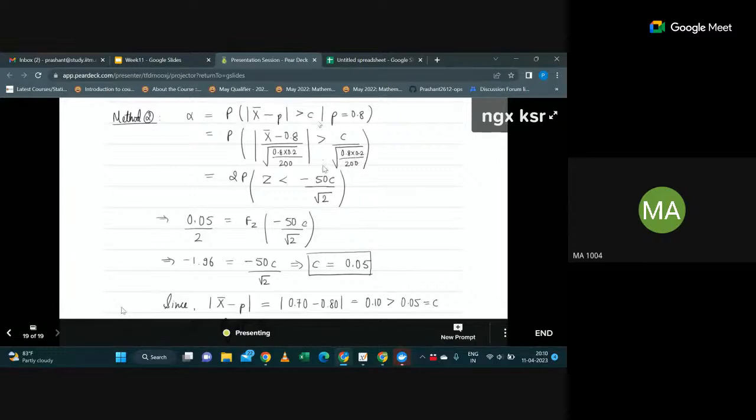Okay, can any one of you tell me why we are subtracting p here? Mean is zero. Mean is zero because of standardization. So now, if z is greater than c by some quantity, I can write down two times the probability that z is less than this quantity. Is this step okay for you?